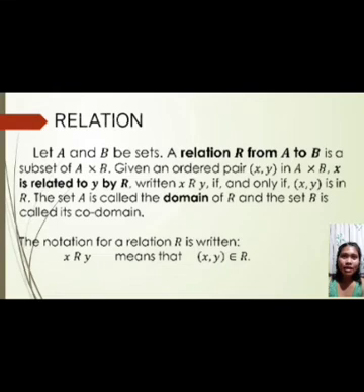Let A and B be sets. A relation R from A to B is a subset of A cross B. Given an ordered pair (x,y) in A cross B, x is related to y by R, written xRy, if and only if (x,y) is in R. The set A is called the domain of R, and the set B is called its codomain. The notation xRy means that (x,y) is an element of R.